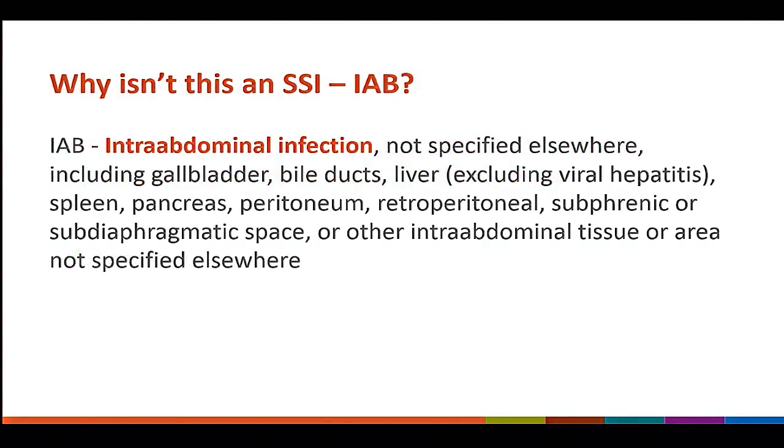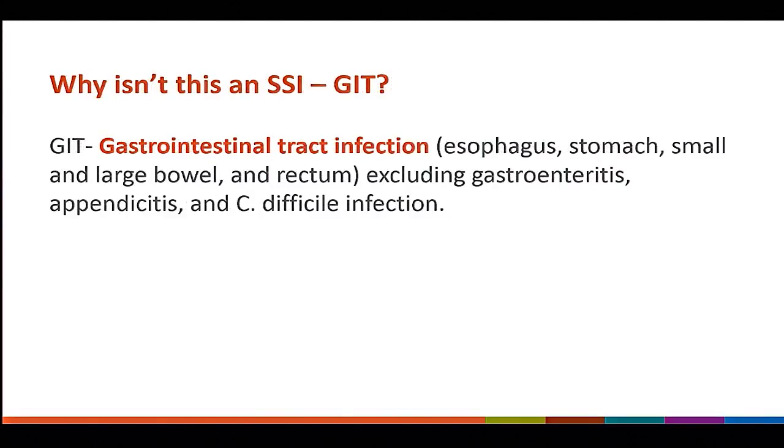Why isn't this considered an IAB? Well, because IAB involves the general intra-abdominal space, not specified elsewhere, such as gallbladder, bile ducts, liver, spleen, pancreas, peritoneum, retroperitoneal, subphrenic or subdiaphragmatic space, or other intra-abdominal tissue or area not specified elsewhere, the general intra-abdominal space. Why isn't this in GIT? Because GIT involves infections localized within the lumen of the GI tract.